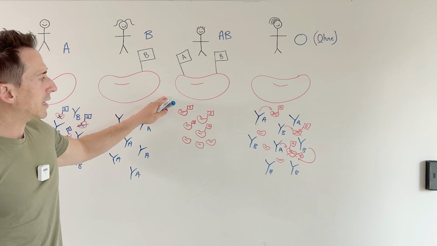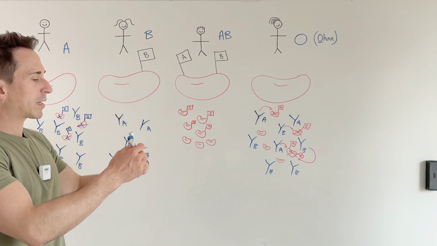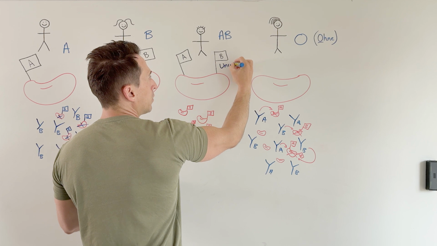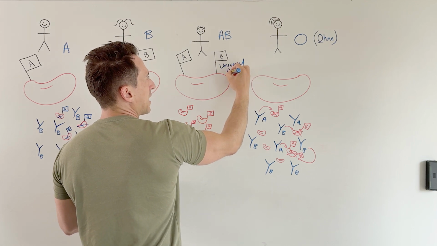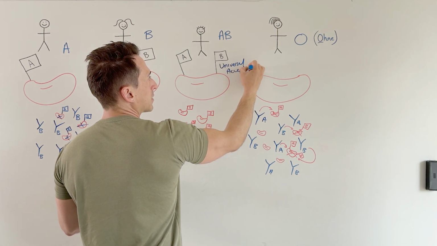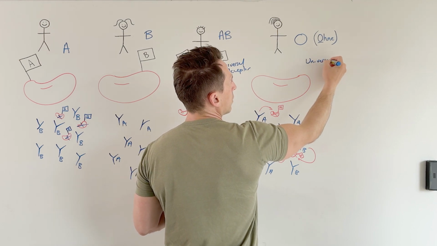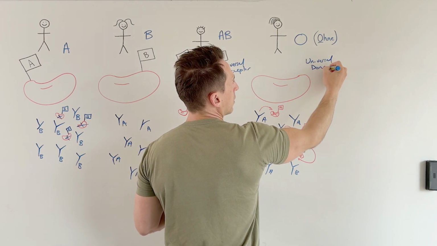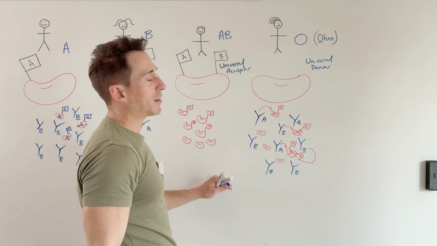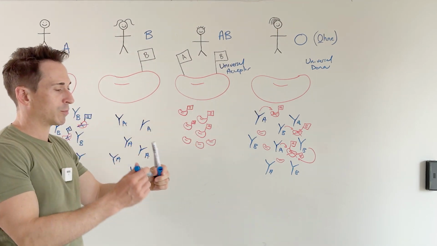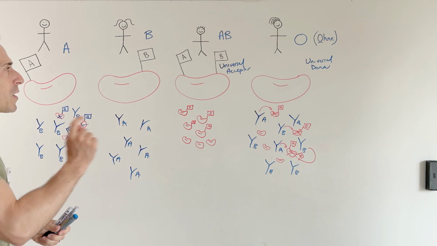So AB can receive everyone's blood. It's recognized as the universal acceptor. O is recognized as the universal donor, right? So these people are great to donate their blood, and these people are very lucky because they can receive everybody's blood. Now, this doesn't help with rhesus factor.